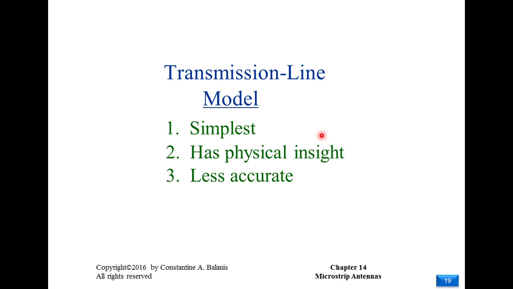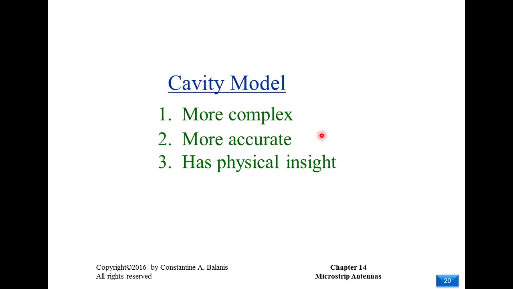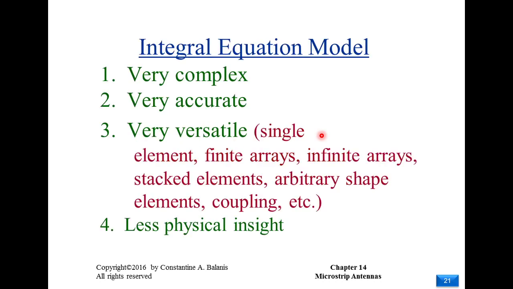So the first one, transmission line model method, this is the simplest. It has physical insight, so you can understand and see how things are interacting inside, but it is not that accurate. So it's very good for hand calculation or getting a general feeling for what is going on. Cavity model is a little bit more complex, a little bit more accurate, and it has some physical insight.